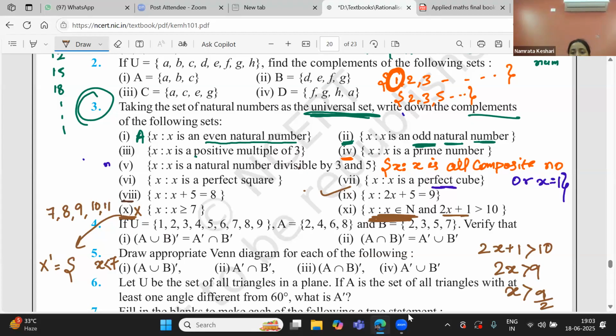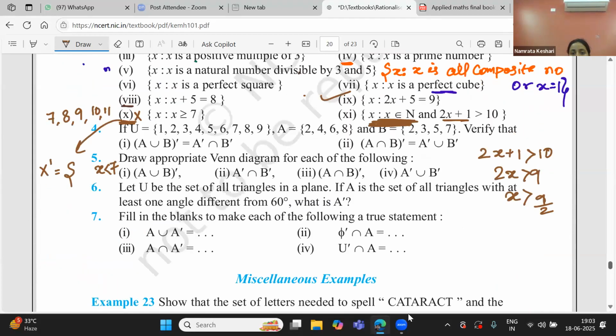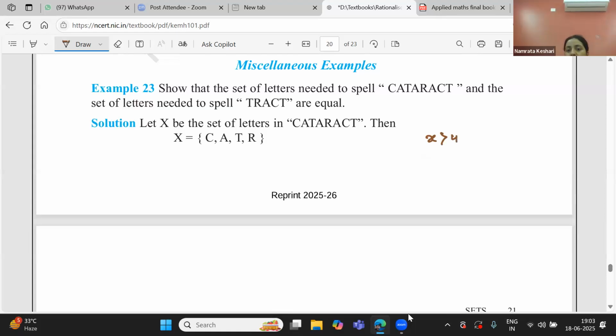So your x is bigger than 4.5. That means your set contains all natural numbers from 5, right? So you will say the set of all x such that x is any natural number and less than 5. Got it?